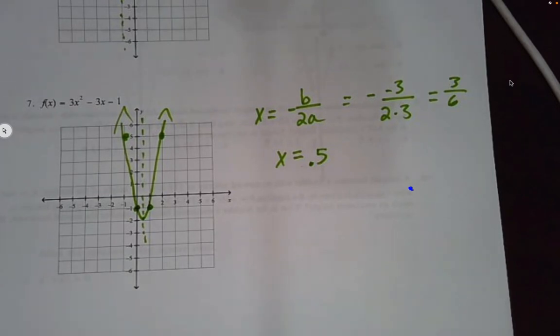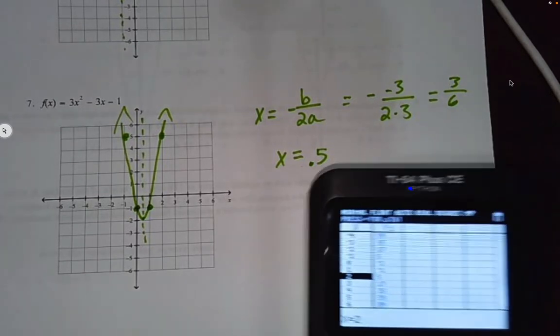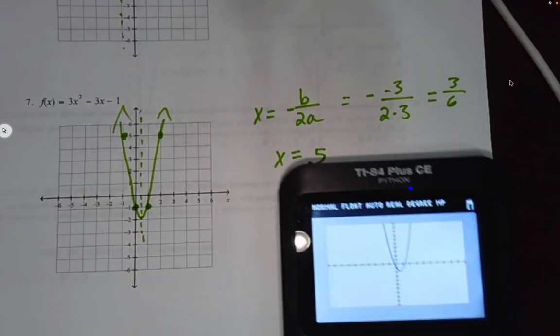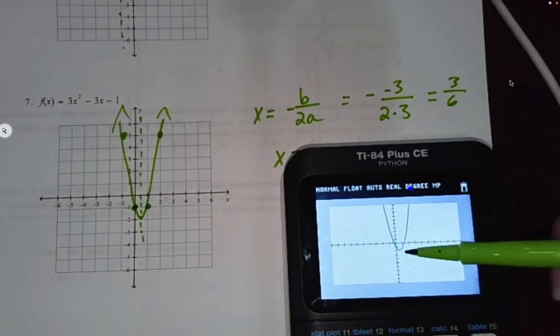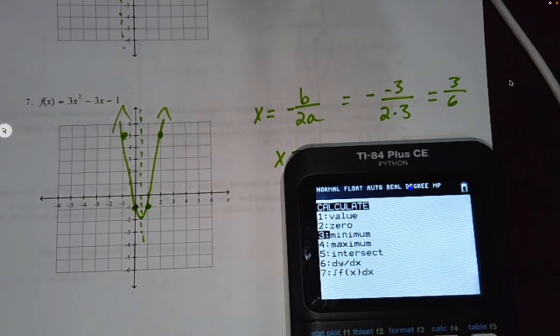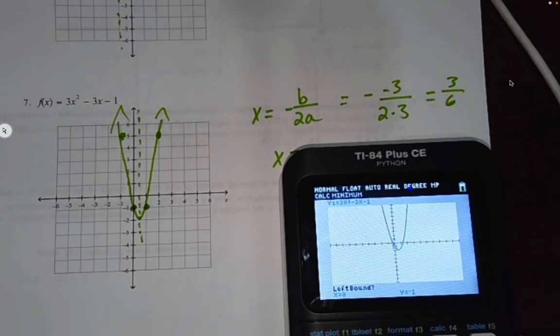I believe what you'll have to do... Oh, actually, what's the best way to do it? This is how I told y'all to do it. Okay, it took me a second. Another easy way to find the vertex: is this a maximum or a minimum? A minimum. You can just press second trace, minimum, and let your calculator do all that work. That's much easier. I forgot I showed y'all this way.